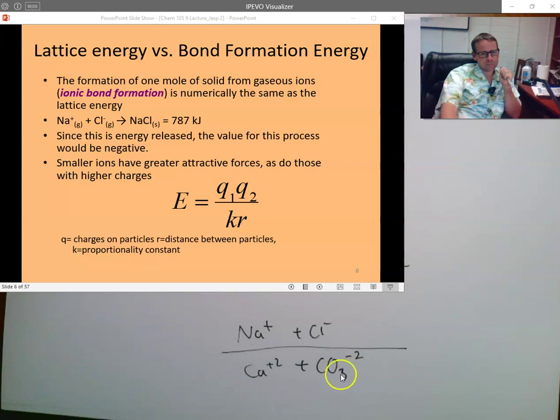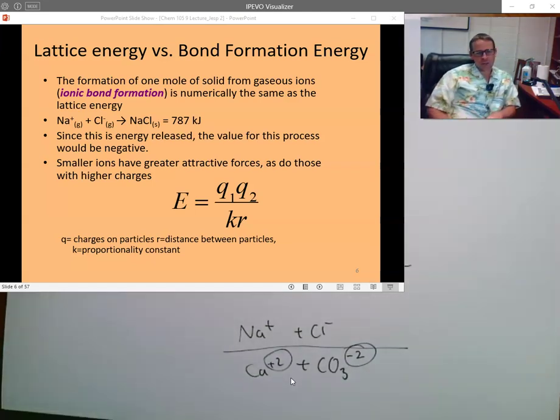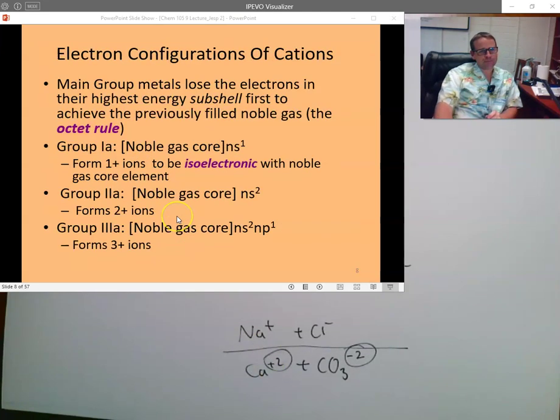I think you just said that the larger the charge, the greater the lattice energy. That's exactly right. The larger that charge there, you're going to have a stronger attraction between each other. Very good. All right.